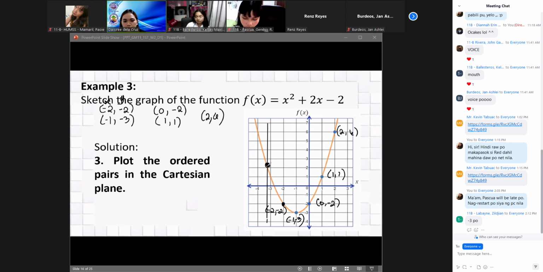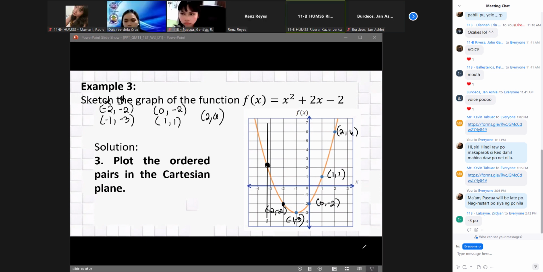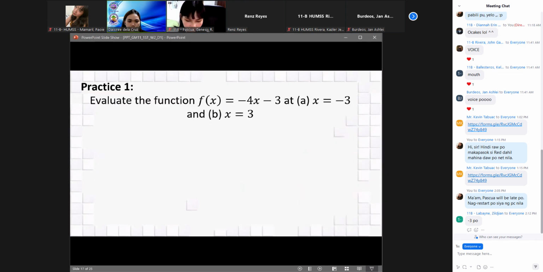Bakit siya function? Hindi po nauulit. Hindi nauulit? Ano pa? Isang beses lang po siya tumama sa vertical line po. Okay, very good. Kasi isang beses lang tumama yung vertical line test natin sa graph. Maliwanag? Okay. So again, di ba, na-discuss na to sa inyo nung mga past lesson natin. So ngayon naman, mas pinapaintindi pa kung paano mag-evaluate and mag-graph ng functions. Okay? So now, proceed tayo sa practice number 1.